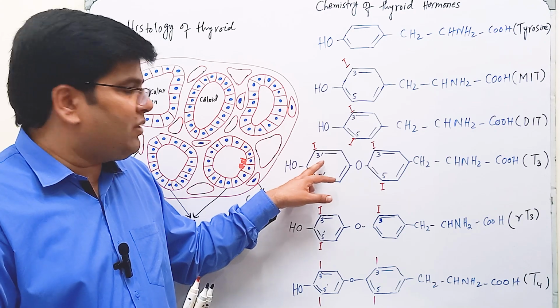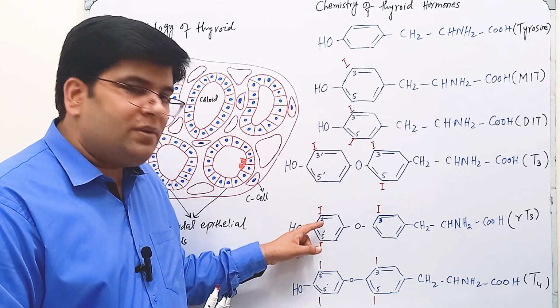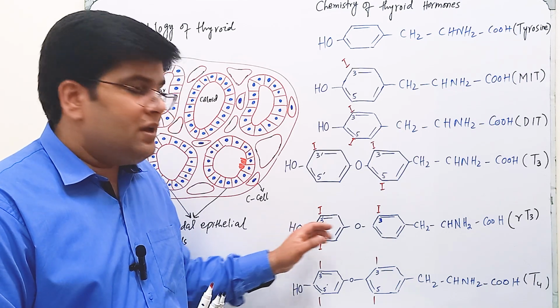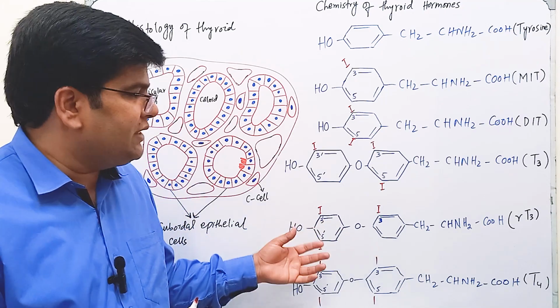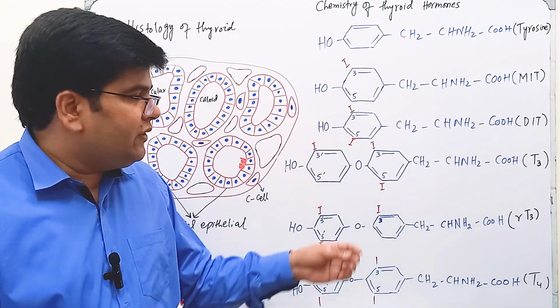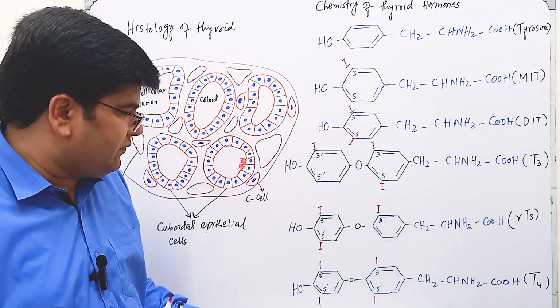You can call it 3 prime. When in second benzene ring, both carbon number 3 and carbon number 5 are iodinated, but in the first benzene ring, only carbon number 3 is iodinated, this leads to formation of reverse T3, which is functionally inactive. Although it's present in our blood, but functionally it's not active.